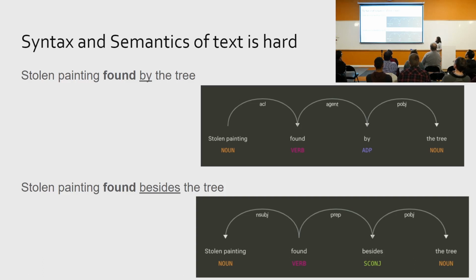If we change the sentence to "stolen painting found besides the tree," we can see that "besides the tree" is the object, and the finding, the stolen painting is found, and then there's a preposition which means it's an expansion of this statement. Whereas up there it says stolen painting, the agent of the finding is the tree. So parsers don't quite know how to deconstruct a sentence or how to extract meaning from a sentence because they don't know semantics, they don't know the meaning, they don't know how things are expressed by humans.